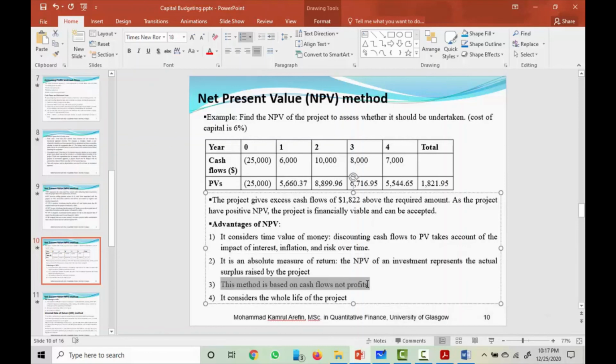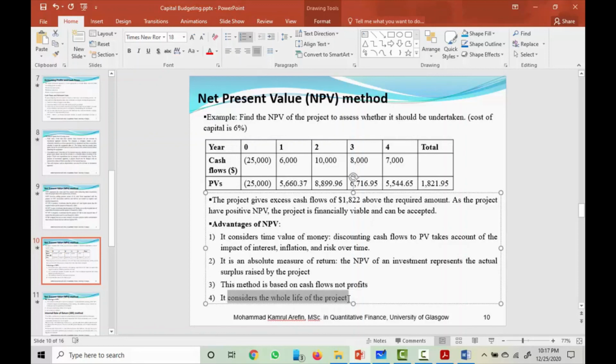This method is based on cash flows, not profit. As I said before, in finance we prefer to deal with cash flows rather than profit. Cash flows are required to run the business. Profit is very subjective. So this method is based on cash flows, not profit.